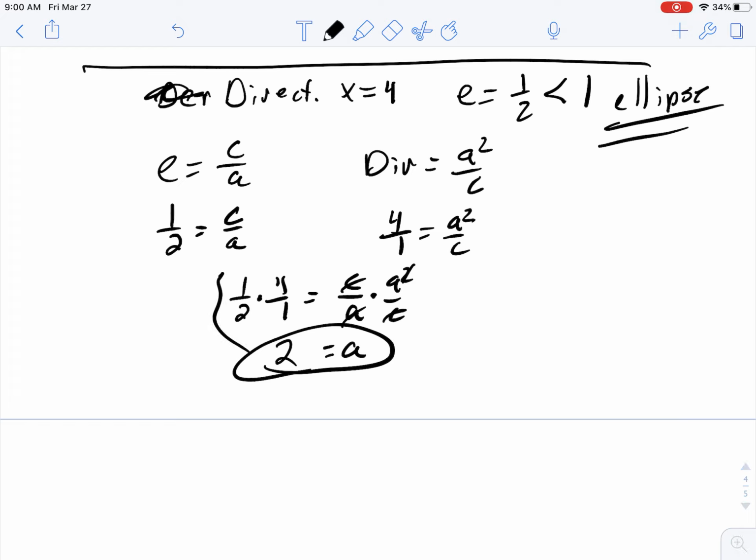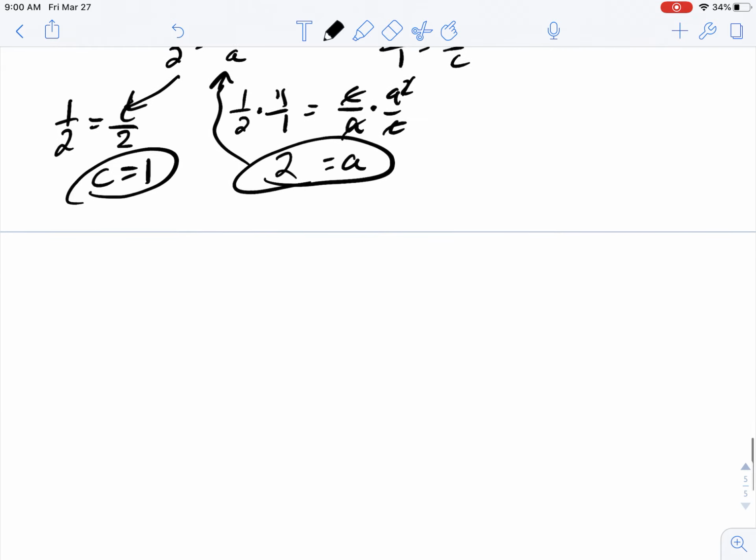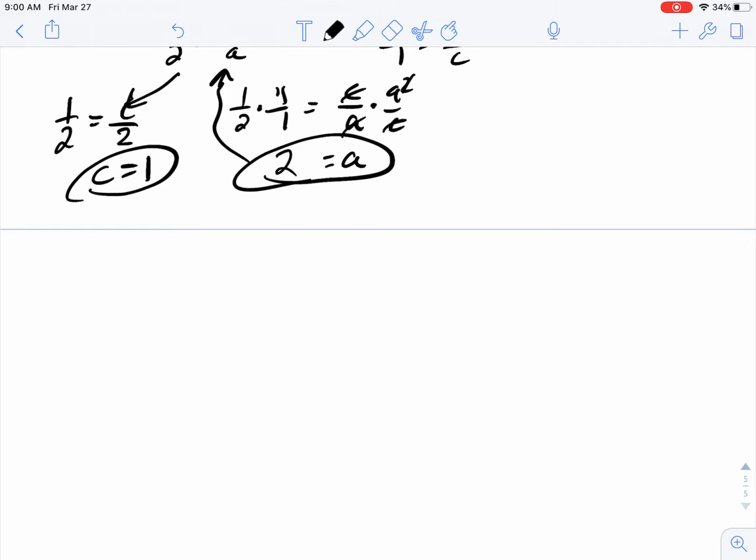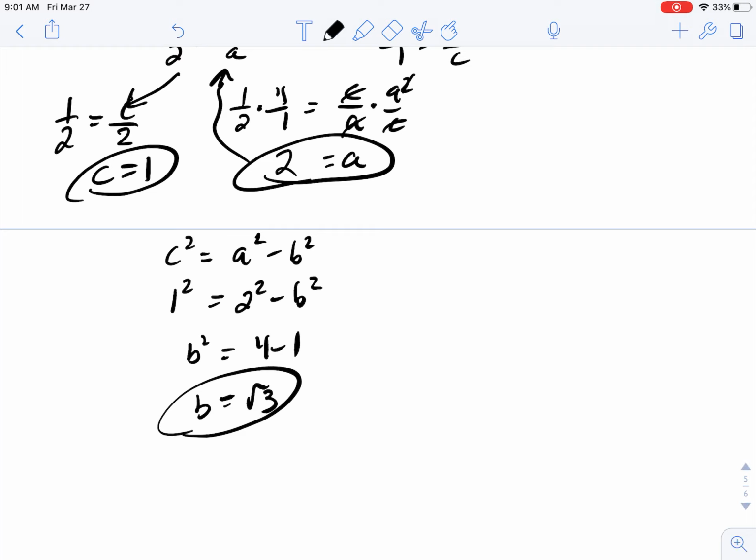And therefore, if my A was 2, coming back here, and coming over here, so I have 1/2 equals C over 2. C would be 1. Okay. And now coming to that next piece then, since this is an ellipse, I know it's going to be C squared equals A squared minus B squared. So I have 1 squared equals 2 squared minus B squared, which would give me B squared equals 4 minus 1, and B would be the square root of 3.